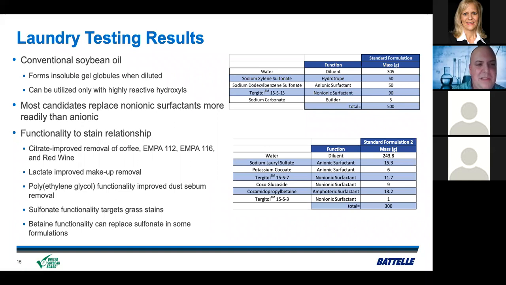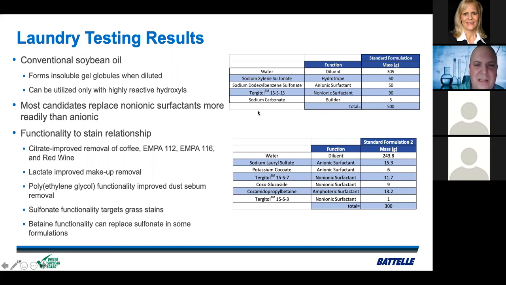Looking at the relationships to the stains, the citrate improved removal of coffee, cocoa, milk, blood, ink, and red wine. The lactate, which is candidate 2, improved makeup removal. We found that PEG functionality is important for dust sebum removal, although the betaines do pretty well too. And then we've also found that sulfonate functionality targets grass stains. And so on the right here are the standard formulations we used.